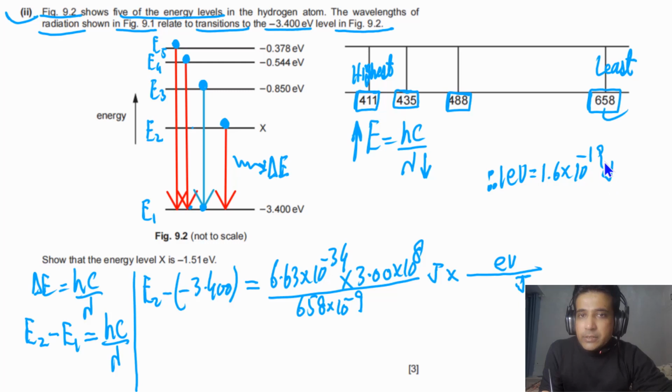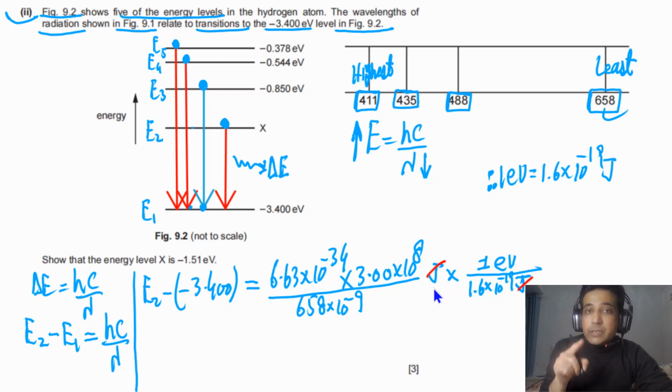So if I multiply with 1 electron volt, and the equivalent of 1 electron volt is 1.6 times 10 to minus 19 joules, in this case we can get rid of joules. So on both sides, our answer will be in electron volts. Now we simply need to solve this one for E2.